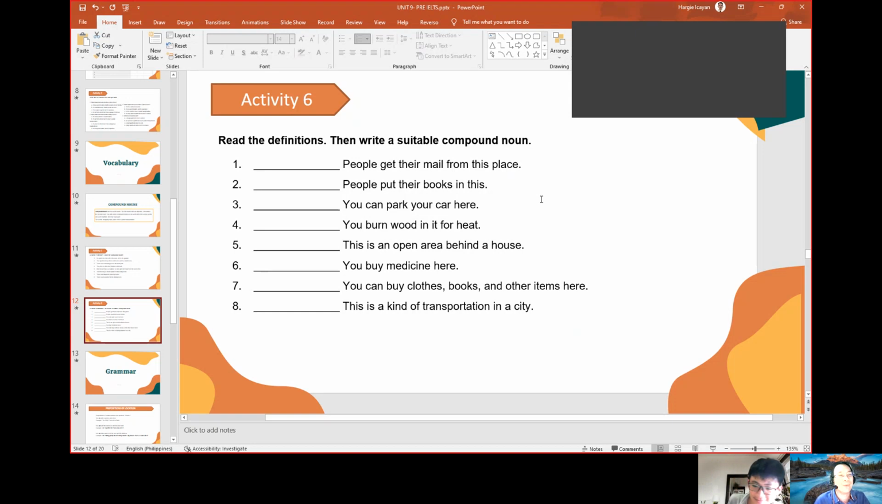Okay, number 3. You can park your car here. So we call it driveway. Driveway. Very good. Okay, number 4. You burn wood in it for heat. So we call it fireplace. It's a fireplace. Very good. That's correct.